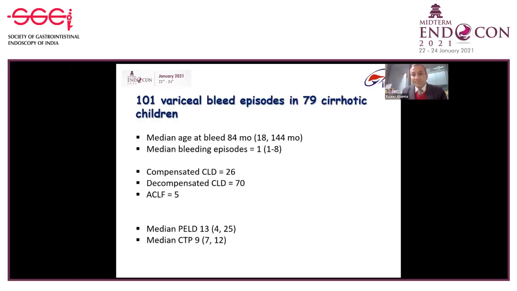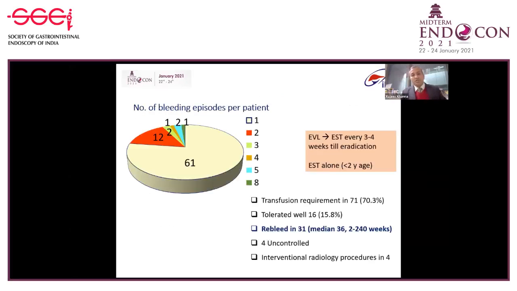Of these 101 bleeding episodes, 70 had decompensation and 5 had acute or chronic liver failure, and the median PELD score was 13. So our protocol is to do EVL whenever it is feasible, and to follow up these children every 3 to 4 weeks. And when the varices are non-bandable, we take these children for EST every 3 to 4 weeks till variceal eradication. In younger infants under 2 years of age, we do EST alone till the varices are eradicated.